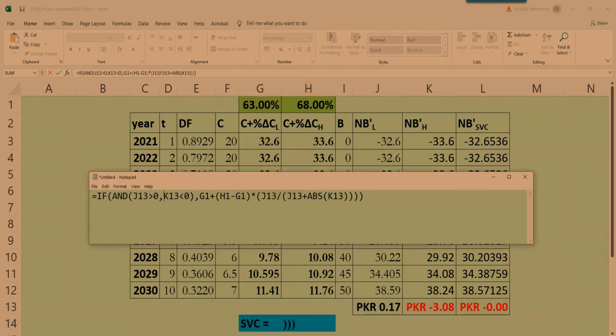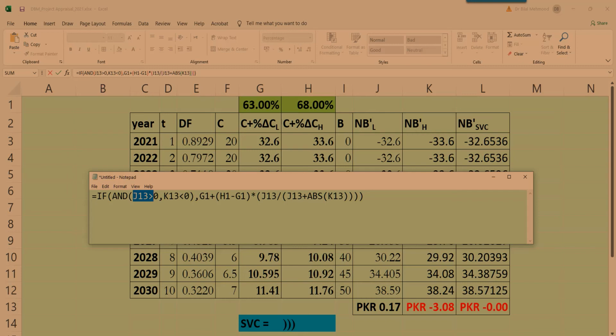I have pasted this formula separately, and it says that if J13 is greater than 0 and K13 is less than 0, then we will do this thing. It will be this. This is the formula of interpolation. But what is the purpose of using this? It says that we can see that J13, this is the cell I'm talking about.